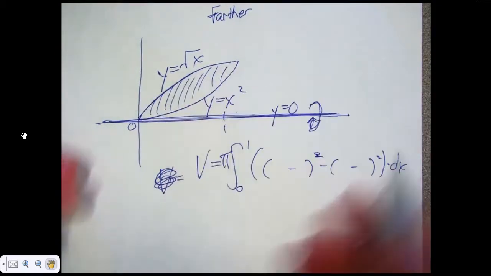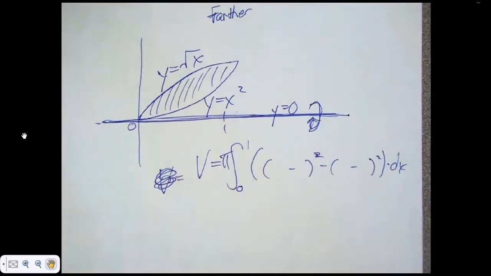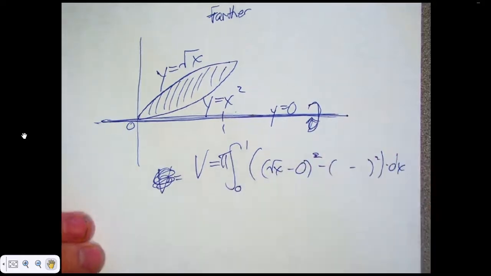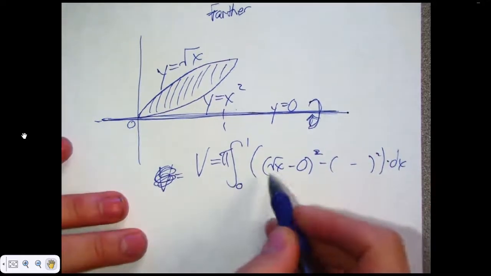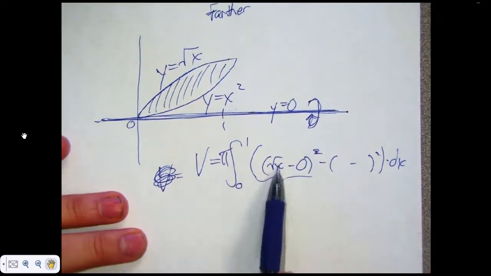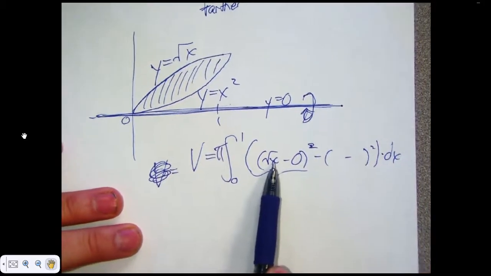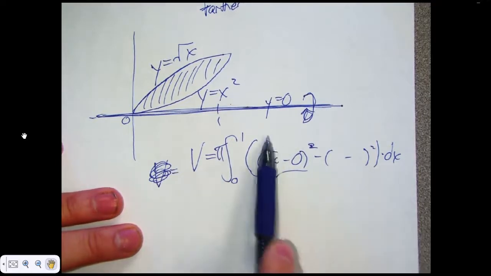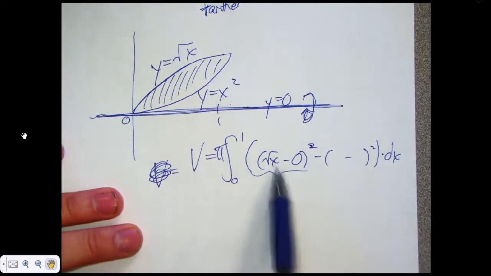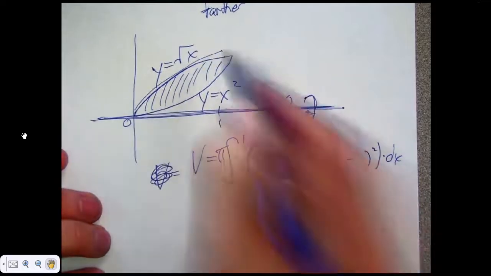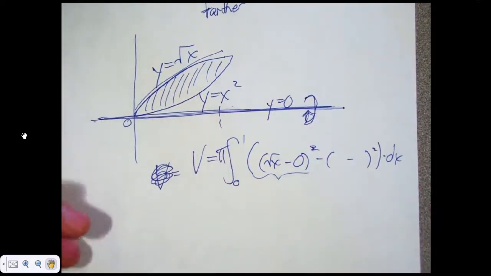How far apart are the square root of x and 0? The square root of x minus 0, right? Top minus bottom. This will be the square root of x minus 0. So this is your farther one. This is the one that's on the outside of where we're revolving around. It's the one that's farther away from the axis of revolution, so you can look at that either way.